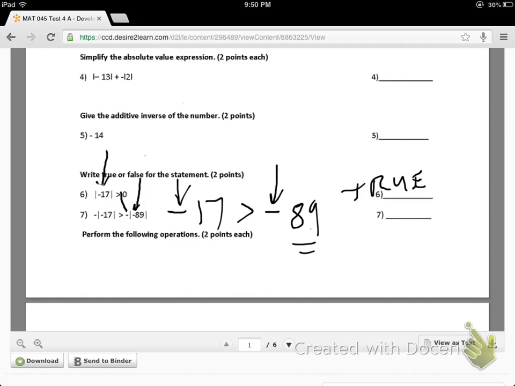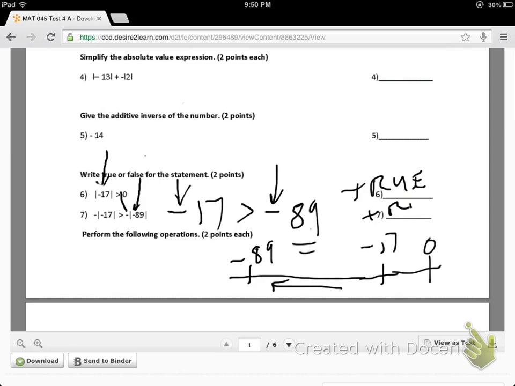Let me double check that. Yes, negative 17 is bigger than negative 89. Think of a number line. Negative 89 is way down here, negative 17 is up here, and here's the 0. So we are further down the number line. So that's also true. Negative 17 is bigger than negative 89.